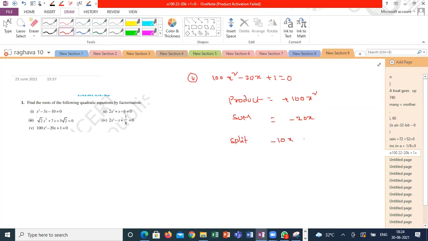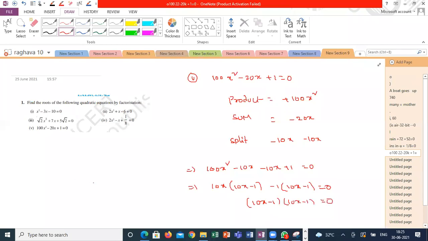Minus 10x minus 10x. So we get 100x square minus 10x minus 10x plus 1 is equal to 0. Taking 10x common, 10x minus 1, and taking minus 1 common, 10x minus 1 is equal to 0. This will be 10x minus 1 into 10x minus 1. So 10x minus 1 is equal to 0, 10x is equal to 1, so x is equal to 1 by 10 or 1 by 10. The solutions of the given quadratic equation are 1 by 10, 1 by 10.